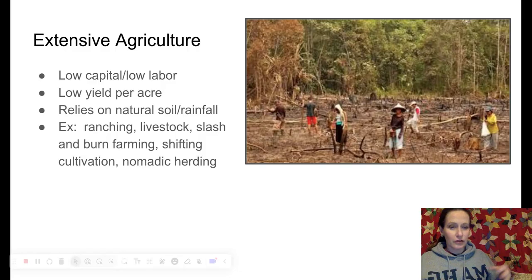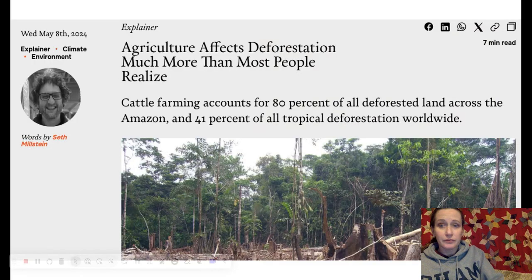Shifting cultivation is very similar. It doesn't have to involve the burning, but you grow an area until the soil is depleted, and then you start another one. Also, nomadic herding. So think of the shepherds with the animals, right? They're constantly traveling. It's usually low amounts of laborers. They don't need many things because of their lifestyle. Where was this photo from? I believe parts of Indonesia.